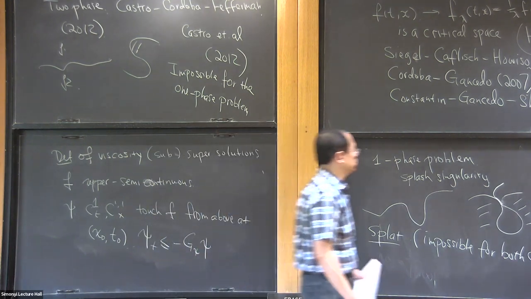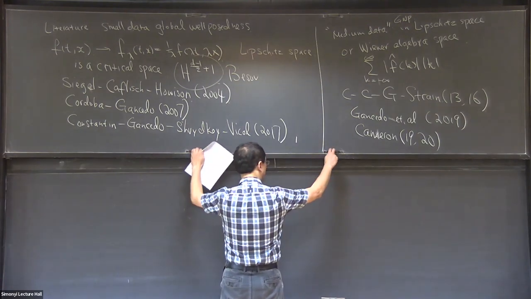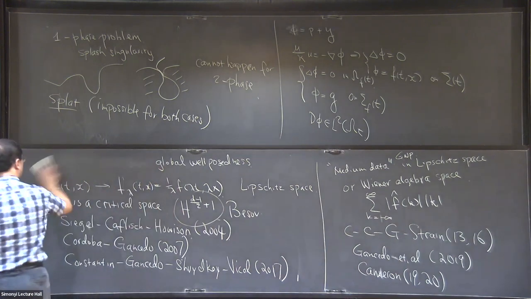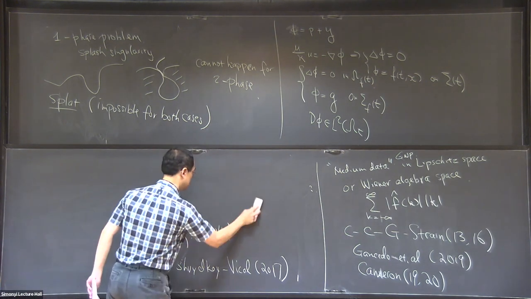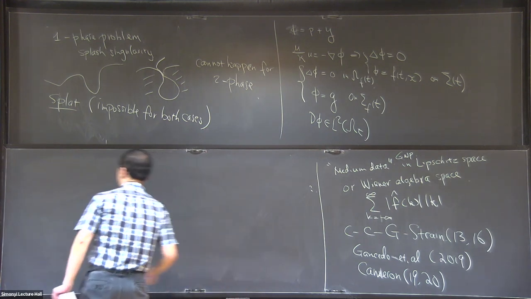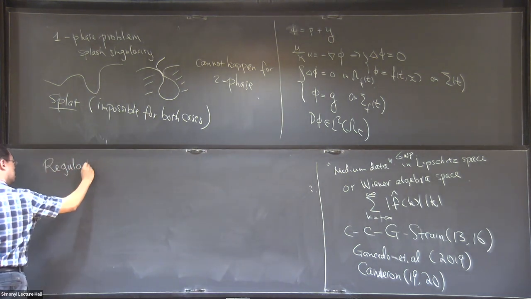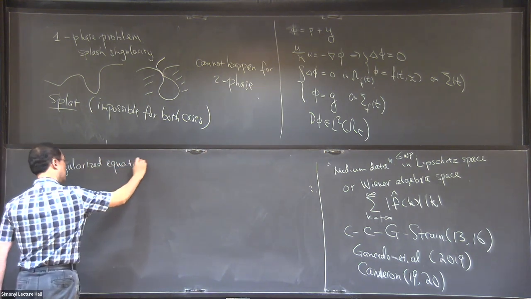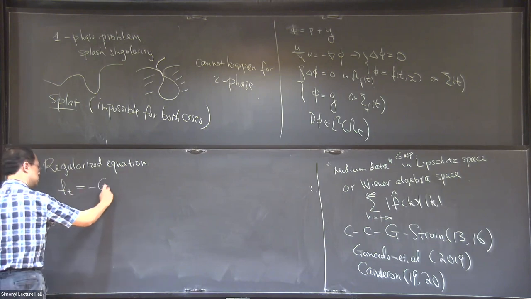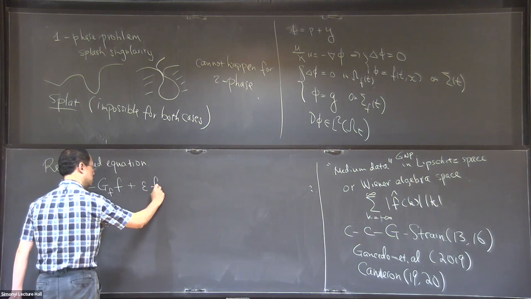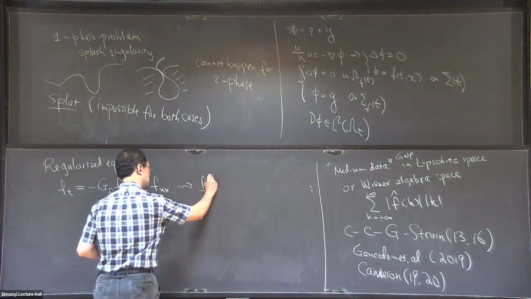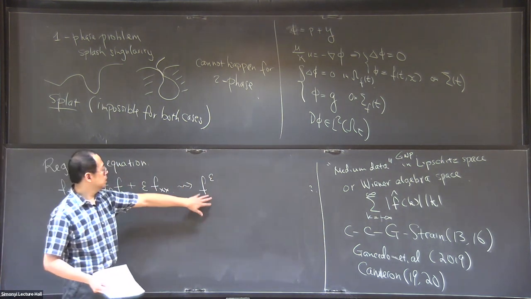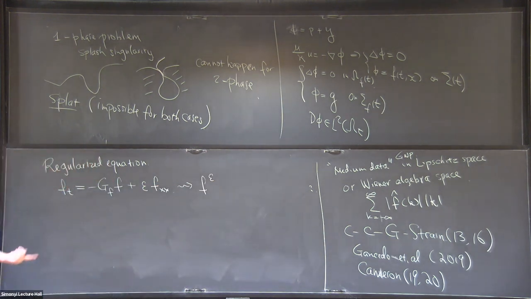To find the existence of solutions, we use the usual argument. The difficulty here is that the equation is nonlocal and also quasilinear. We consider a regularized equation, given by F t equals minus g F plus epsilon times the second derivative of F in X. You solve this equation to get some solution F epsilon. Then take the limit as epsilon goes to zero, and you prove a uniform estimate in that space, then you can find the limit. And that limit is exactly the viscosity solution of the original problem.